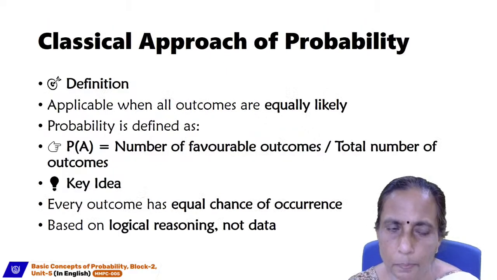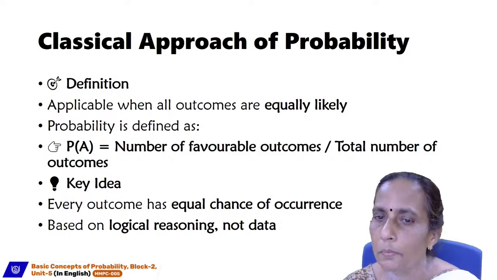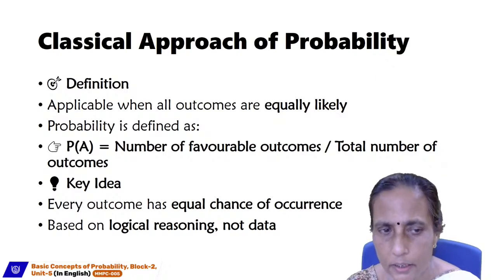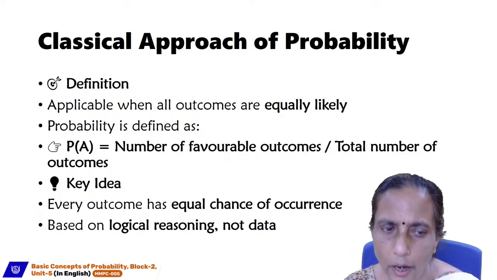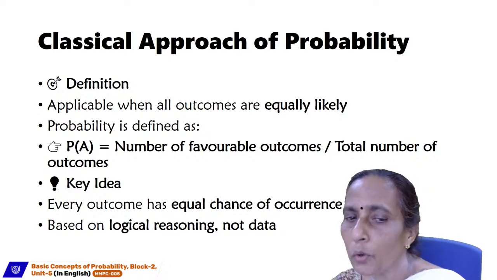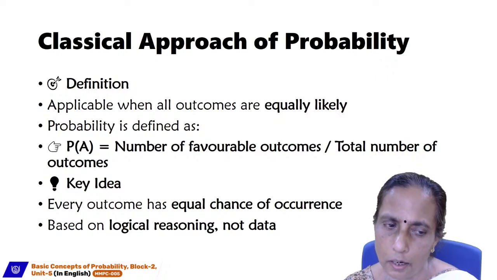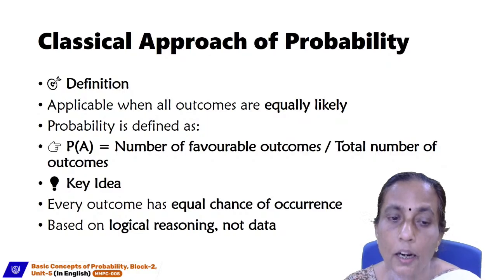To start with, the classical approach. It is applicable when all outcomes are equally likely, like throwing a coin to get a head or a tail, which is equally likely. Here, probability of an event A is equal to the number of favorable outcomes divided by the total number of outcomes. The basic idea is that every outcome has an equal chance of occurrence. So this classical approach is based on logical reasoning, not on data.